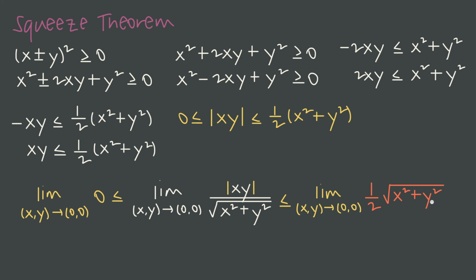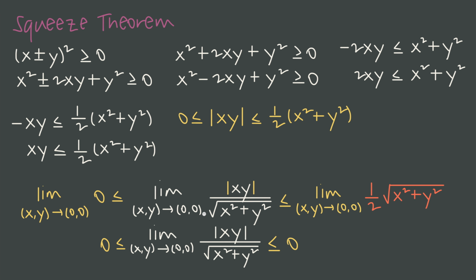And now what we see is that if we evaluate this limit on the left-hand side, we're taking the limit of a constant, so this left-hand side is always going to be 0. If we take the limit of the right-hand side, we can use direct substitution with x equals 0 and y equals 0. That gives us 0 for the right-hand side. And so this whole three-part inequality simplifies to this limit here being greater than or equal to 0 and less than or equal to 0.